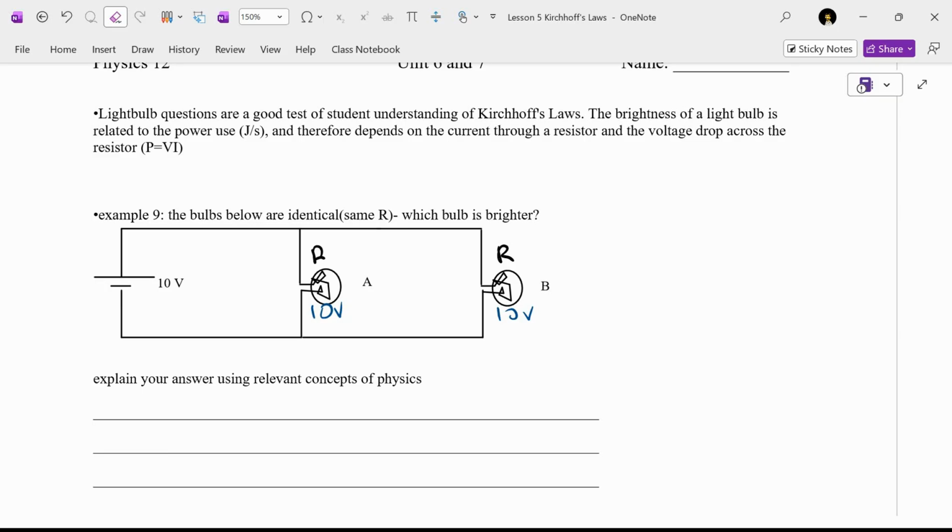Well, you know what? They have the same R. They have the same V. What else is the same then? Yes, and what else is the same then? Because they were talking about brightness. Power is brightness. Those 2 bulbs will be identical.